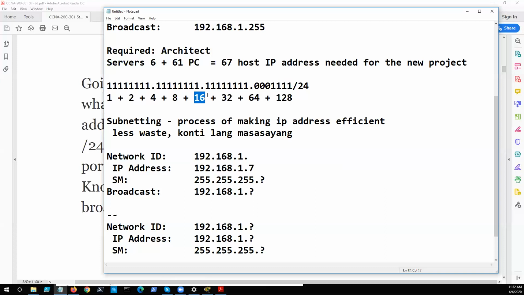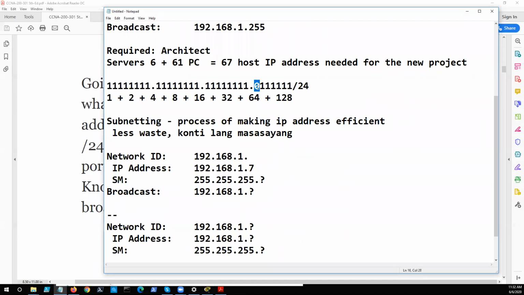15 plus 16. Kasi nagborrow na naman ako. 31. Malinaw. Is it enough? Hindi pa. Kulang pa eh. Borrow another bit. 31 plus 32 equals 63. Enough na ba? Kulang pa rin. Borrow another one bit. Ilan na yun? 63. 63 plus 64, 127.